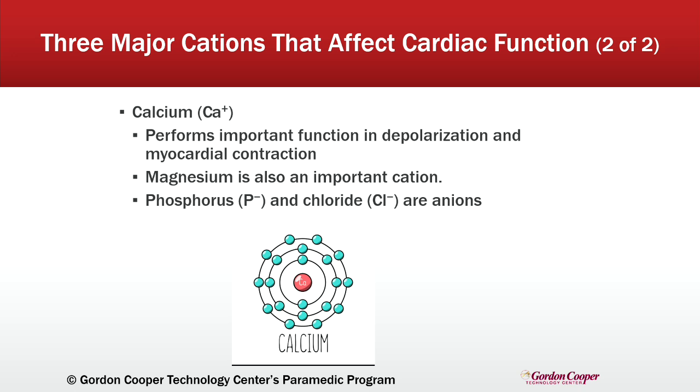And then phosphorus, that's an anion. It supports energy production within the heart cell. It's part of ATP, which is the cell's energy currency, providing the fuel needed for various cellular functions, including heart contractions. And the last one we'll talk about is chloride. That's another anion that plays a role in maintaining the electrical balance of cells. It helps regulate the fluid balance in the heart, contributing to the overall stability of the heart's electrical environment.